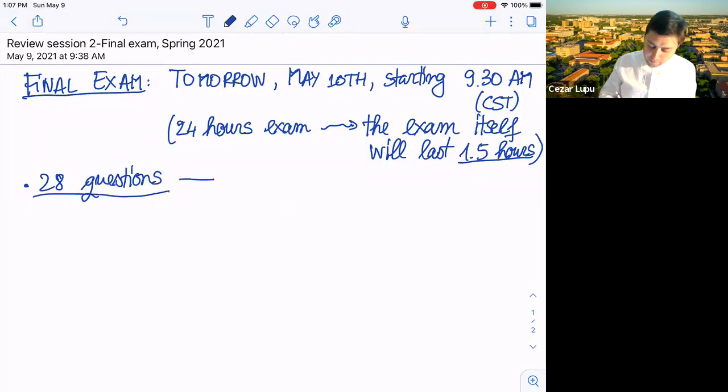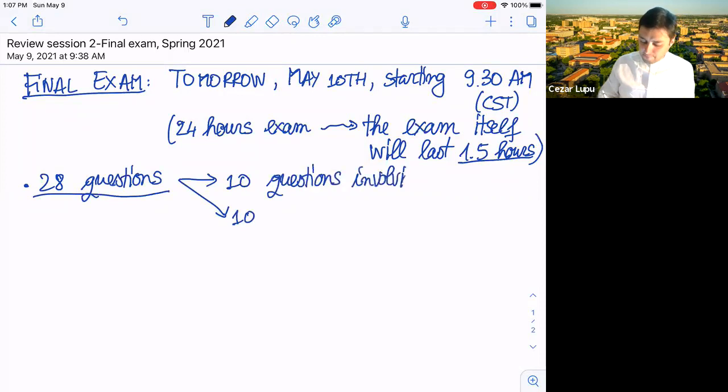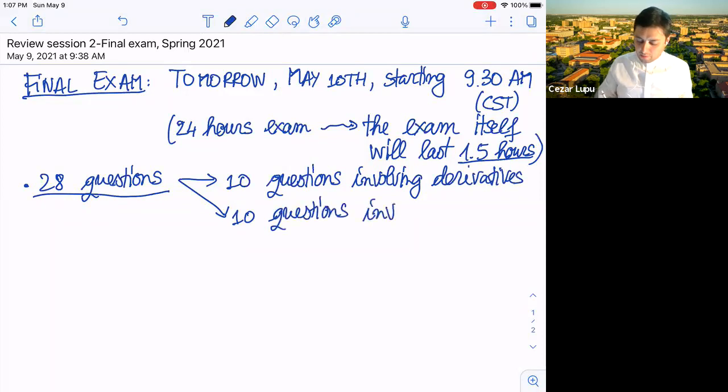There will be 10 questions involving derivatives, just like the gateways, and 10 questions involving integrals. We will see a couple of examples. In fact, I will solve some of the problems from last fall. So derivatives and integrals, just like the gateways.